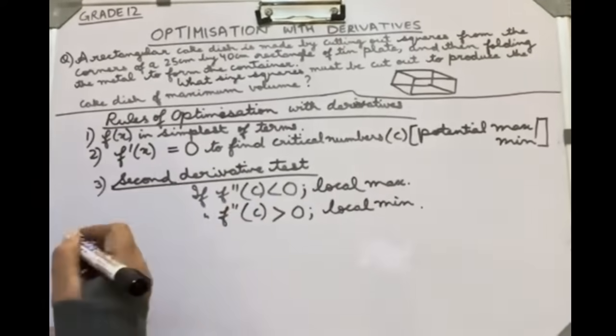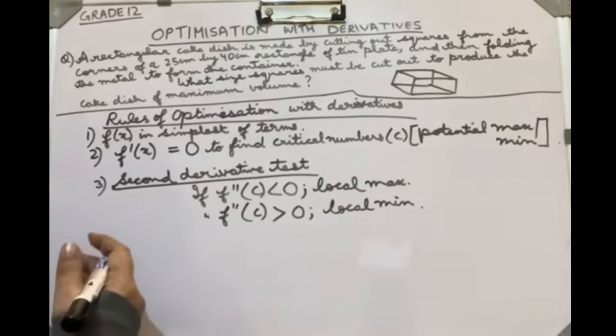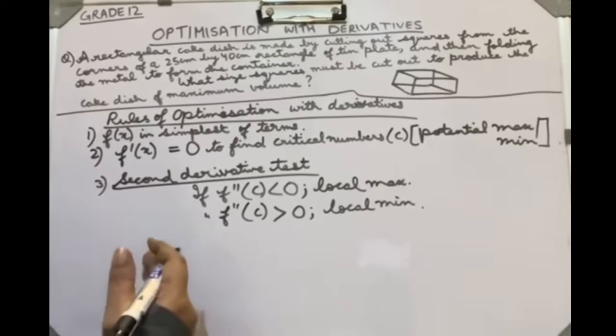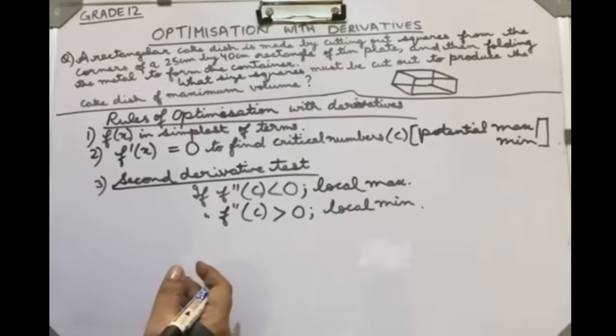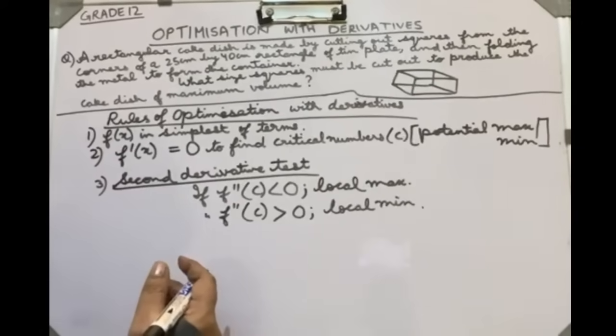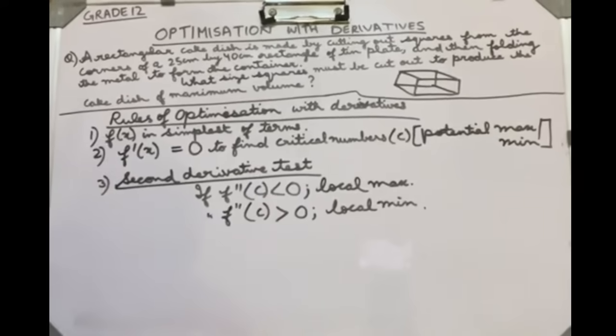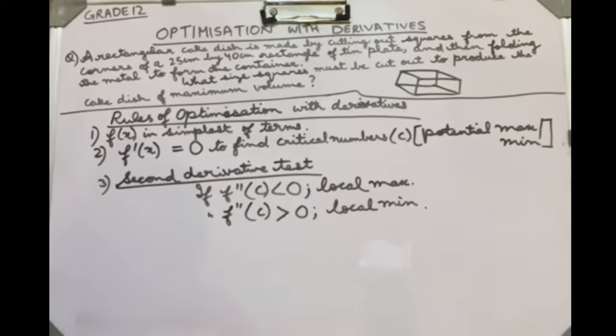Next, the first derivative test. We have to check sign changes around c. Positive to negative means maximum and negative to positive means minimum. Last, evaluate f(x) at the boundaries of the feasible domain, as the absolute extremum might occur there.